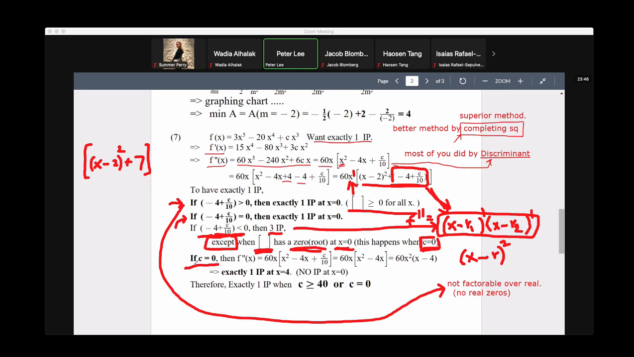So we can actually get this guy. Don't guess too many things. If c equals 0, let's see what we get. If c equals 0, then f double prime is this, and then the c is 0. So now this c becomes 0, and so we get this.